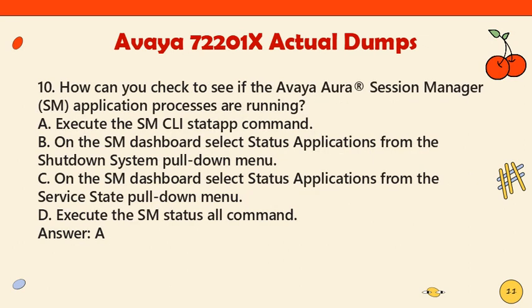10. How can you check to see if the Avaya Aura Session Manager, SM, application processes are running? A. Execute the SMCLI STOP command. B. On the SM dashboard, select Status Applications from the Shutdown System pull-down menu. C. On the SM dashboard, select Status Applications from the Service State pull-down menu. D. Execute the SM status all command. Answer. A.